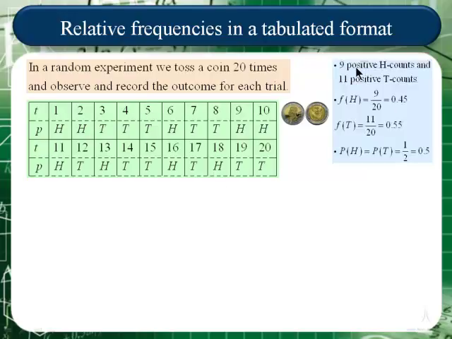So what do we find? We find that there are 9 positive H counts: 1, 2, 3, 4, 5, 6, 7, 8, 9. And obviously then 11 positive T counts, or tail counts. So the frequency of H occurring, a head, is therefore 9 over 20, 20 being the number of trials, and that is 0.45 or 45%. While the frequency for tails is 11 over 20, and that is 55%.